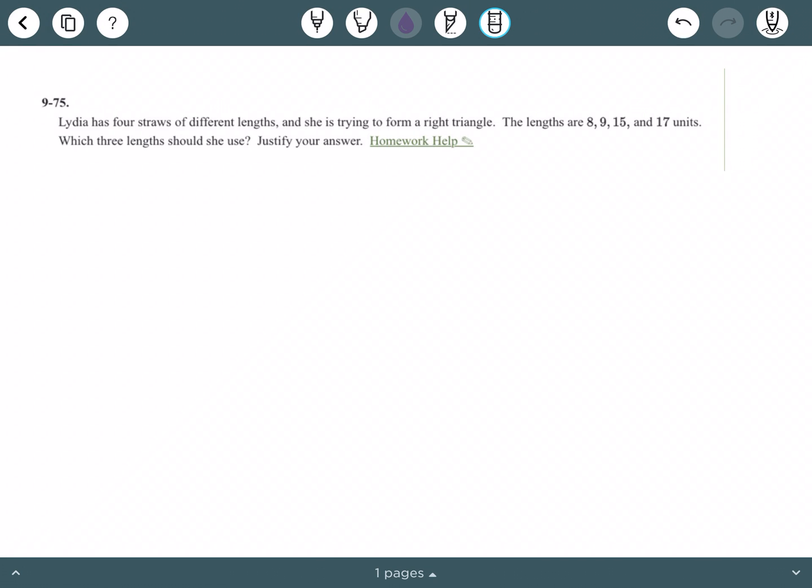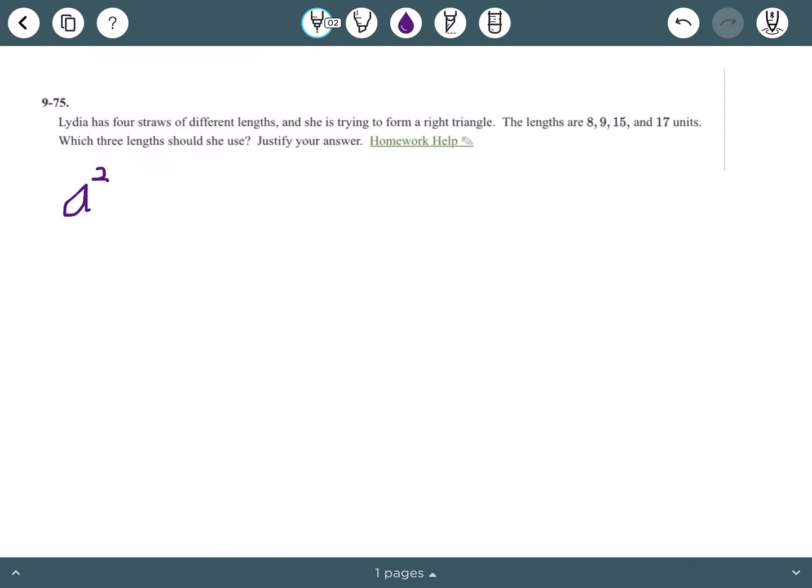Problem 975. Lydia has 4 straws of different lengths, and she is trying to form a right triangle. The lengths are 8, 9, 15, and 17 units. Which 3 lengths should she use? Justify your answer.